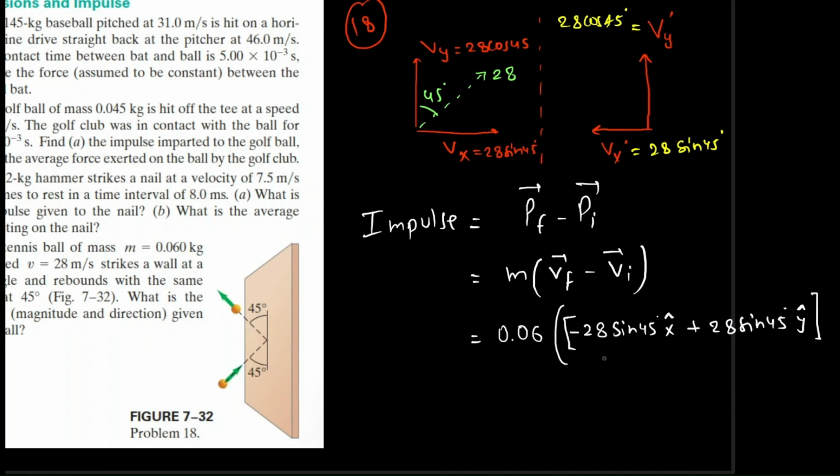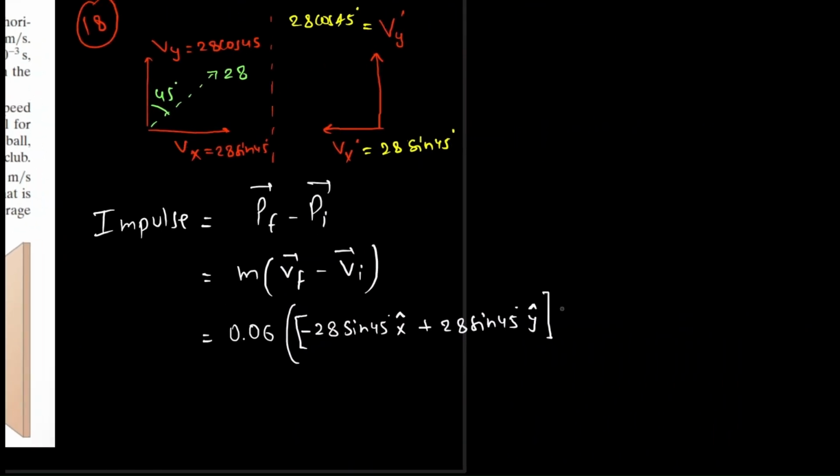The negative 28, that's because it's flipped, right? No, I'm talking about only the final velocity, which is this. Since this is towards the left side, I'm representing that with a negative sign. Minus the initial velocity, and the initial vector is 28 sine 45 degrees towards positive x and 28 cos 45 towards the positive y, if it makes sense.